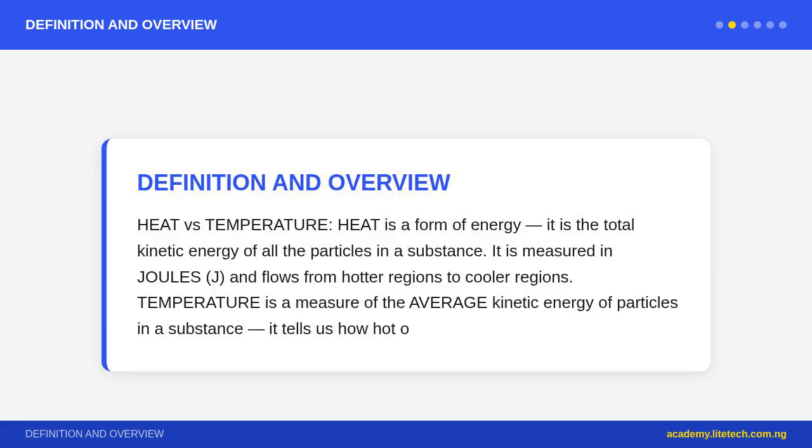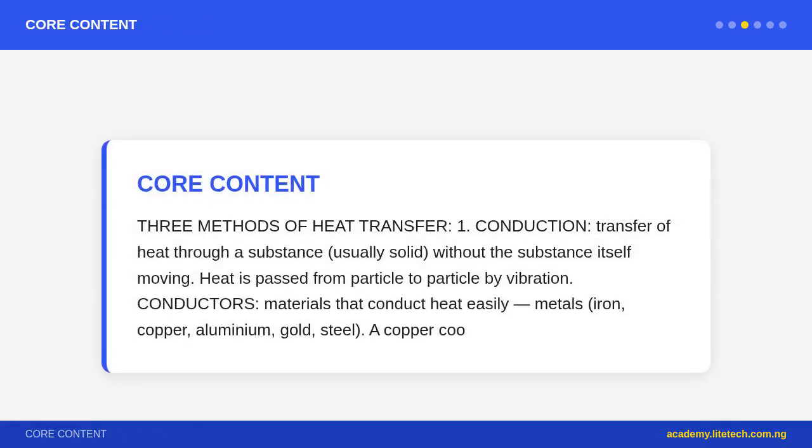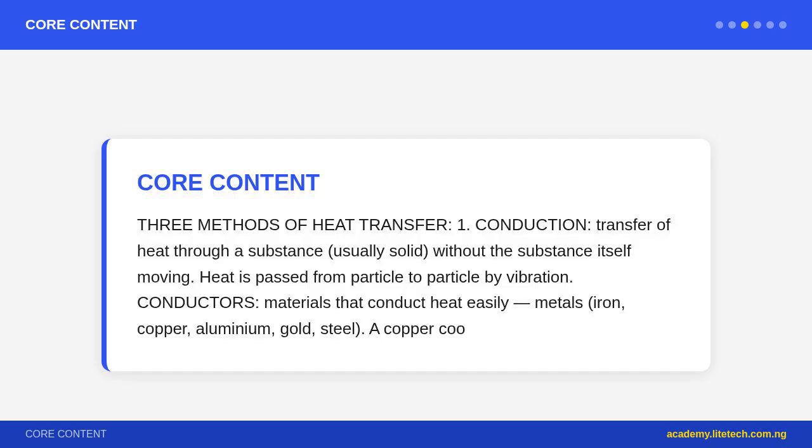Insulators are materials that conduct heat poorly: wood, plastic, rubber, foam, air, cork, glassware. A wooden handle on a hot pot prevents burns. A thermos flask uses vacuum and silvered glass to prevent conduction, convection, and radiation. Nigerian application: iron pot versus clay pot. Iron conducts heat faster, so food cooks faster, but the clay pot is a better insulator, keeps food warm longer, and is slower to overcook. 2. Convection, transfer of heat through fluids, liquids and gases, by the movement of the fluid itself.